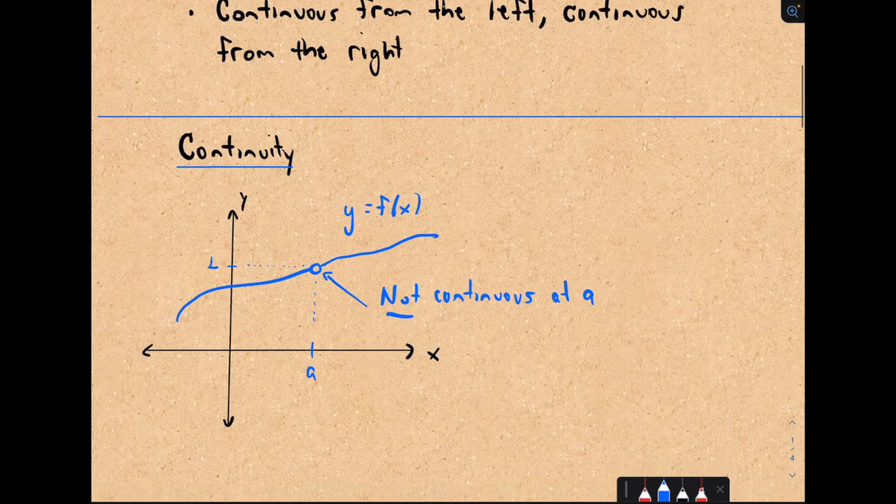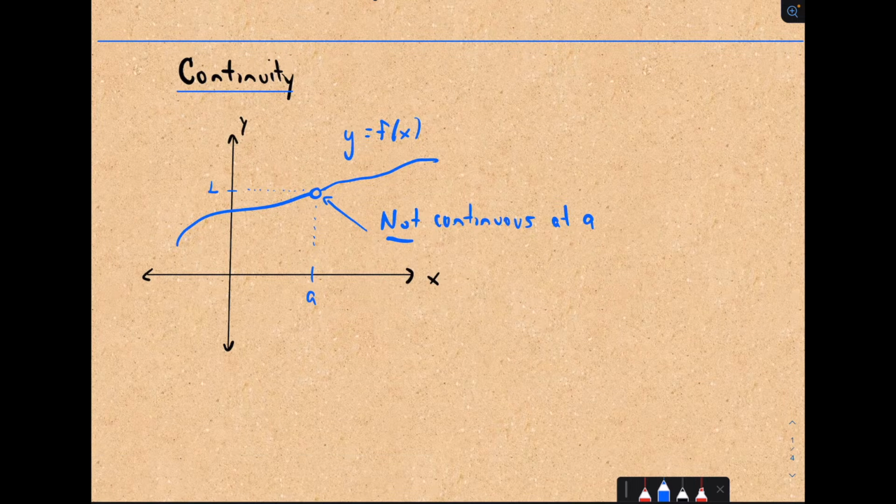We'll talk about types of discontinuities, and we'll talk about continuity, or a function being continuous from the left or continuous from the right. So continuity, intuitively, I think is relatively straightforward.